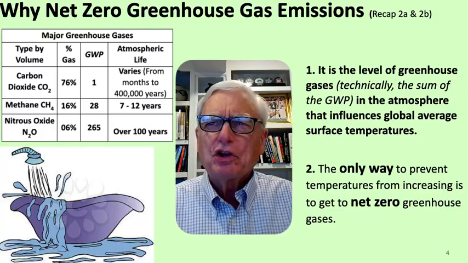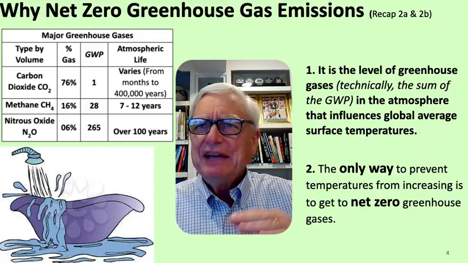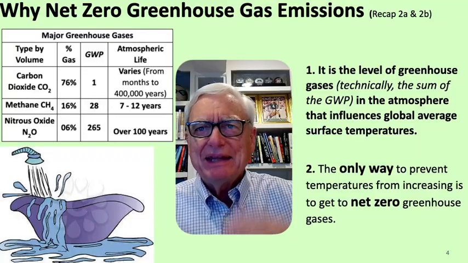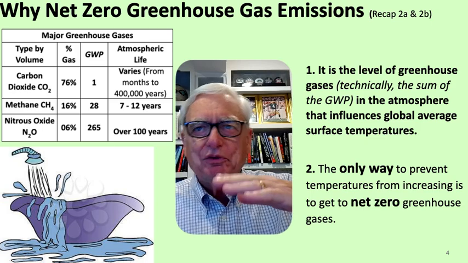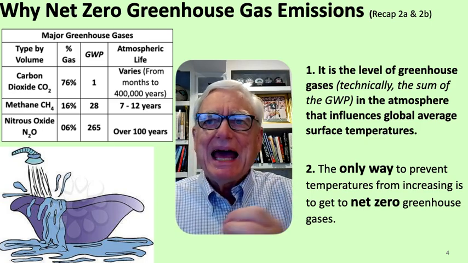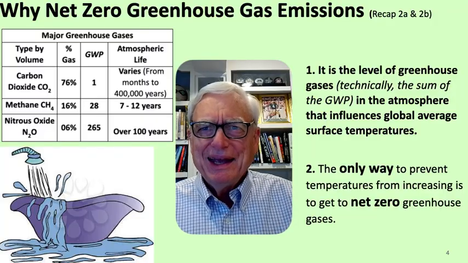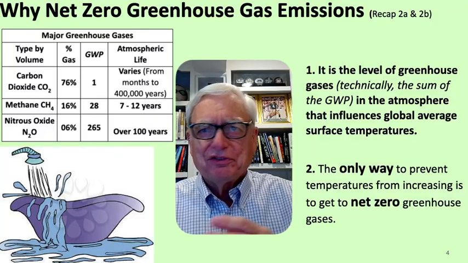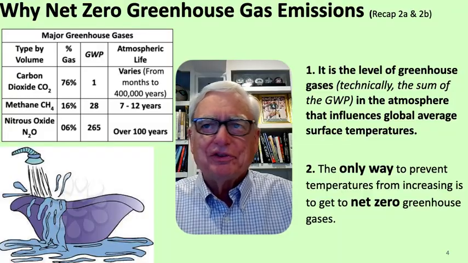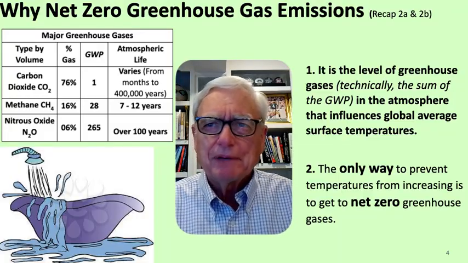So what kind of conclusion did we come to from that? Well, the conclusion we came to was, number one, that the level of greenhouse gases, now technically it would be the sum of the greenhouse warming potential of greenhouse gases in the atmosphere, influences global average surface temperatures. If you understand the science, you could easily say it causes global surface temperatures to increase. There's a direct correlation there.